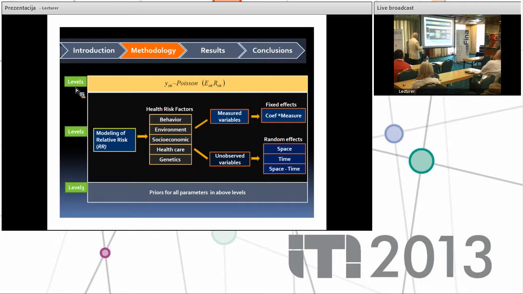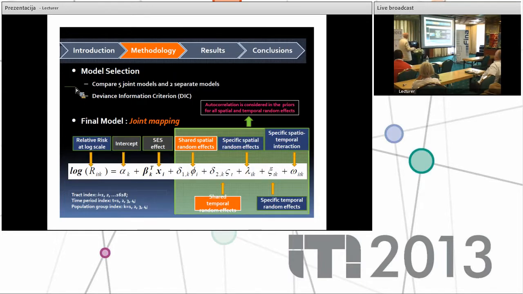So he actually wanted to take a geographic-based measure of socioeconomic status and also space and time, and look at these fixed effects. And he also developed methods to look at the unobserved variables, looking at random effects of space and time and space-time combinations. And so here's his model. I'm not sure, can you read that in the back? But he wanted to compare 5 joint models and 2 separate models using deviance information criteria. And so the autocorrelation is considered in the priors for all spatial and temporal random effects.